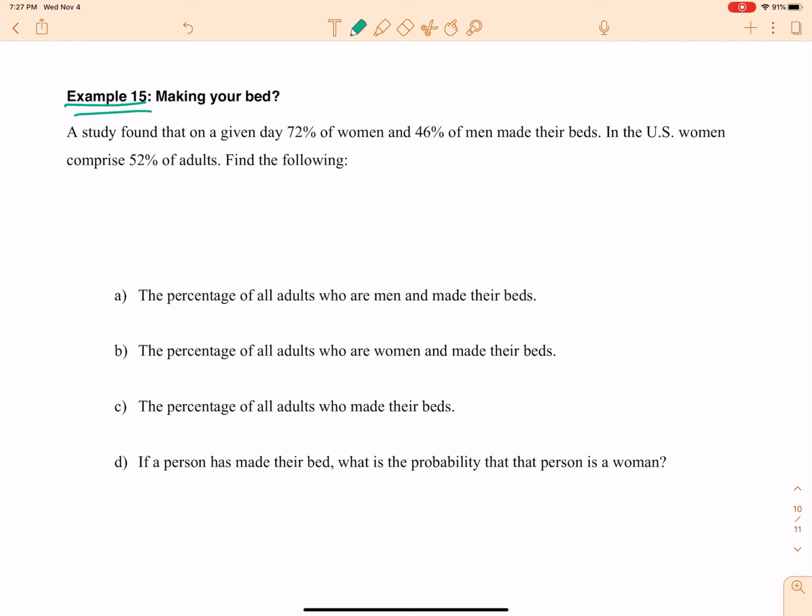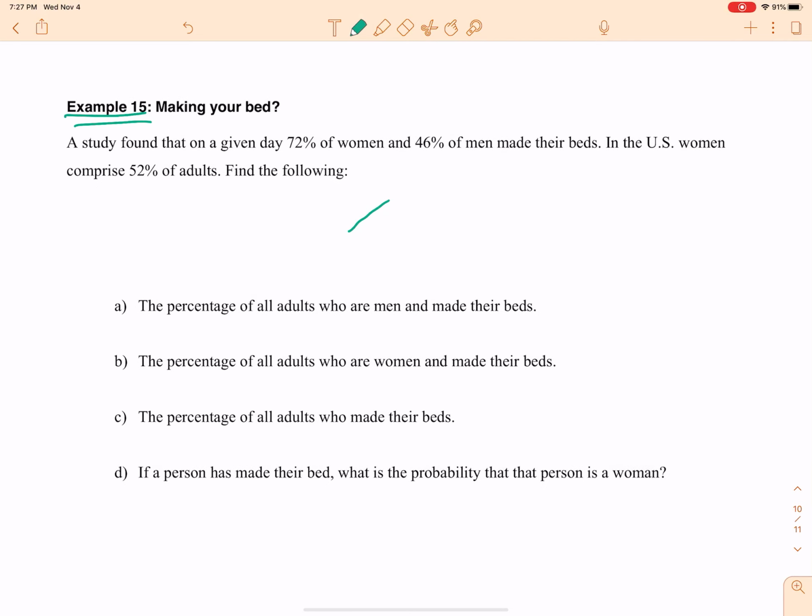Find the following. Just like on example 14 where we had percentages within percentages, those are conditionals, because if you're a female, there's a 72% chance you're going to make your bed. So if I have percentages nested within percentages, then I'm going to create a tree. The first thing I'm going to do is start with women and men. I'm told 52% of adults are women. That would mean 48% of adults are men.